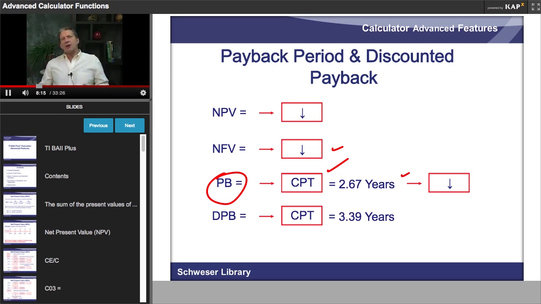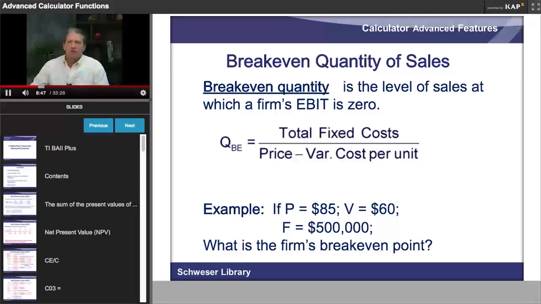The discounted payback period is how long it takes to get your original investment back in present value dollars, in discounted future cash flow dollars. So that's going to be longer than 2 2/3 of a year. Scroll down with the arrow key till you see discounted payback. That'll be the next one, in fact. Press compute and find out that that is 3.39 years. So again, once you've got the cash flows in, you really can't go too far wrong here on calculating these.